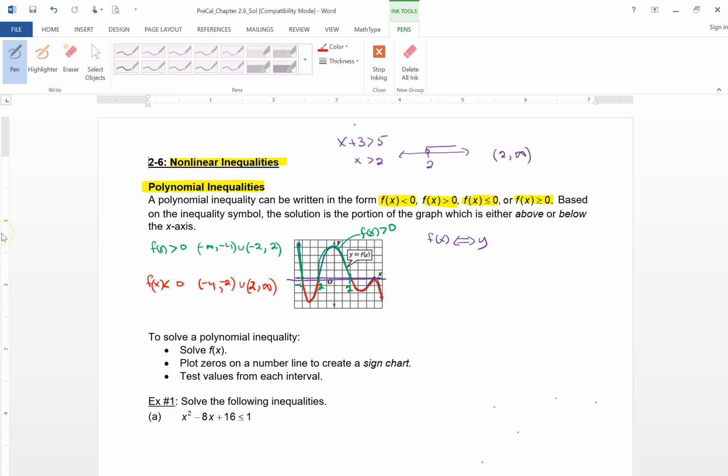So if you're ever on Jeopardy and they say, name 2 out of the 3 ways to solve a problem, the 3 are numerically, graphically, and algebraically.